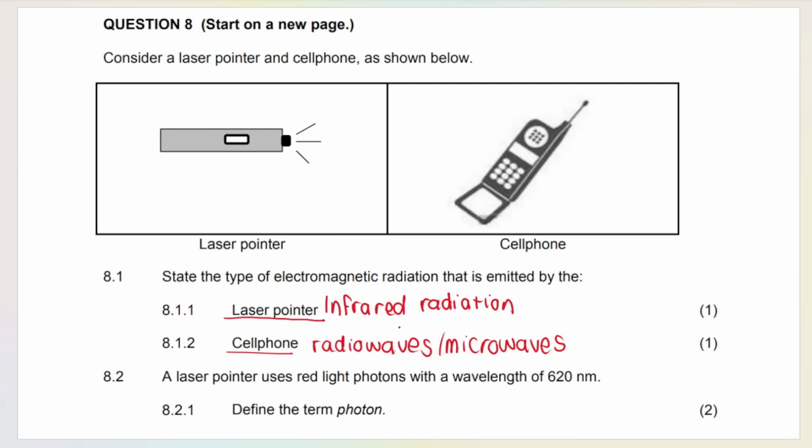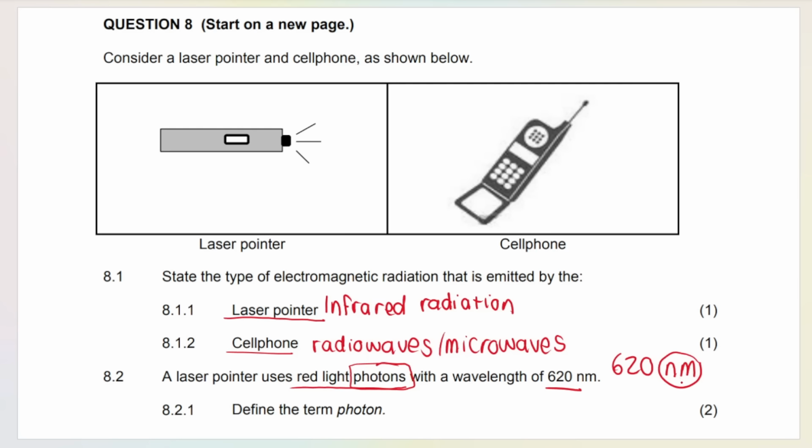Okay, a laser pointer uses red light photons. So photons, remember, are packets or pockets of energy within electromagnetic radiation, within light. And these red light photons have a wavelength of 620 nanometers. Immediately your brain should be going, uh-oh, nanometers, I need to convert this to meters.